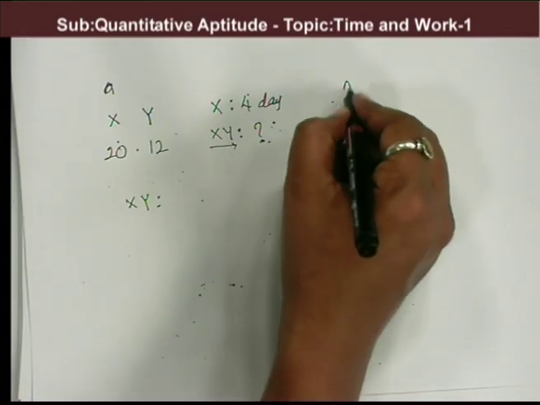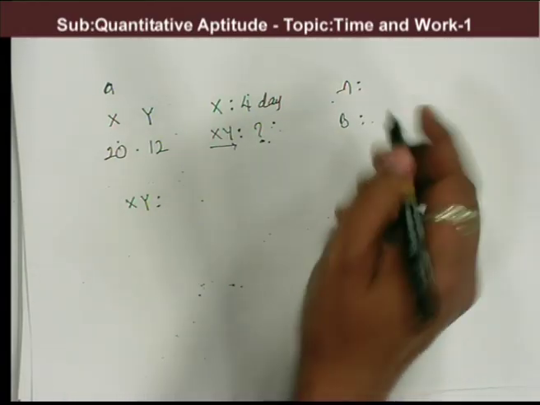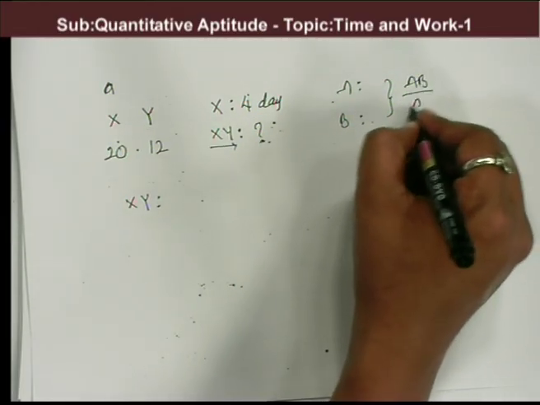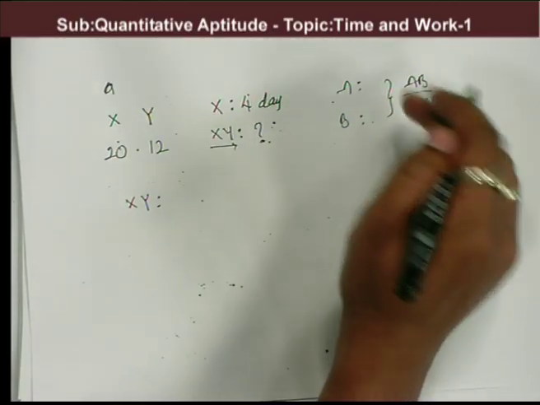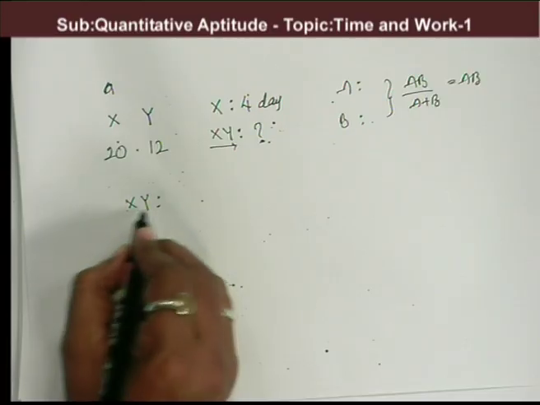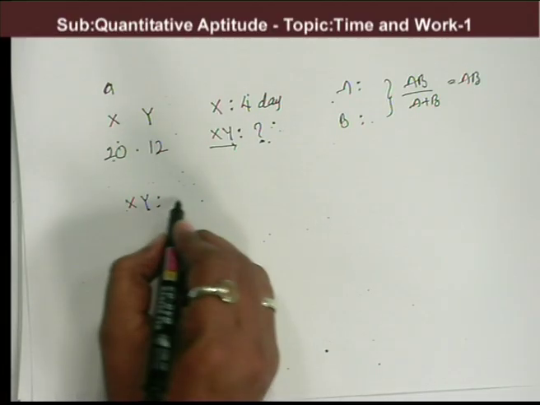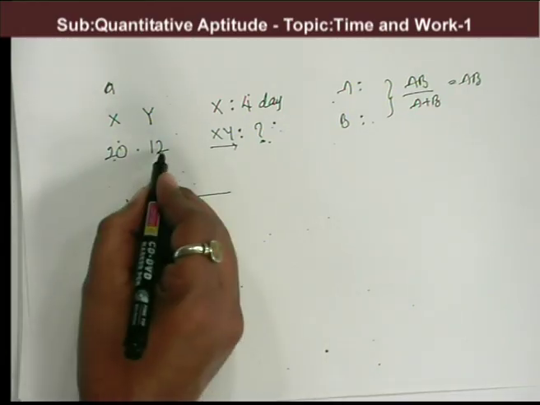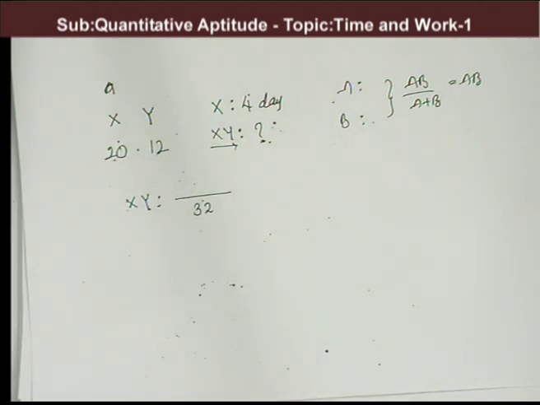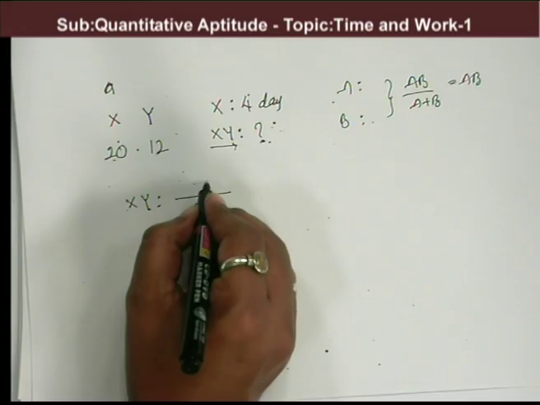See this X and Y together. At the beginning of the class we discussed A and B working together. When we have the two values A and B, A plus B working together gave the working days of AB. So for X and Y working together, it is multiplication by addition. Addition means 20 and 12 working together, that is 32 in the denominator. See this X and Y, Y is 12 days.